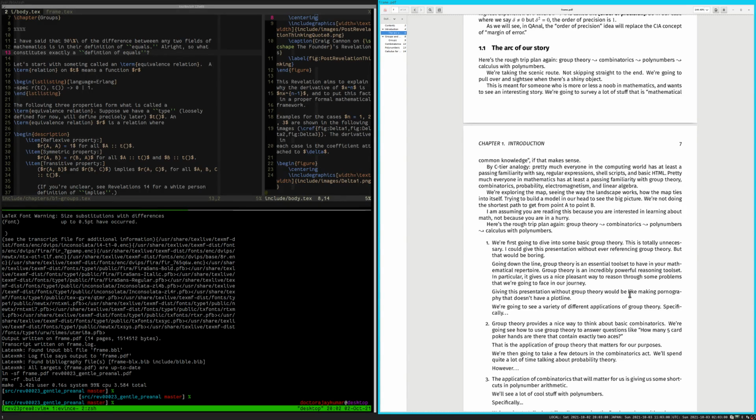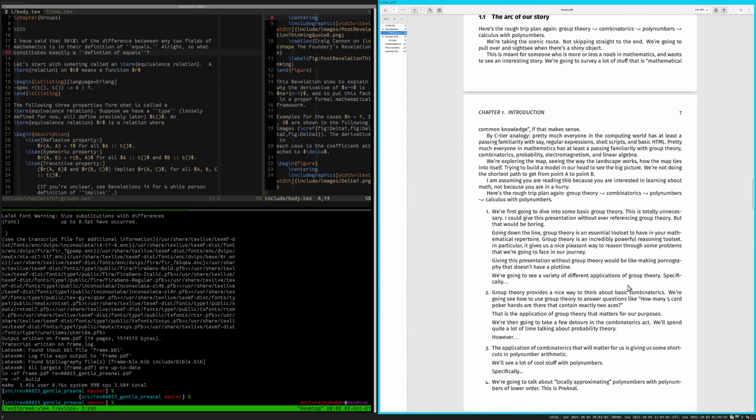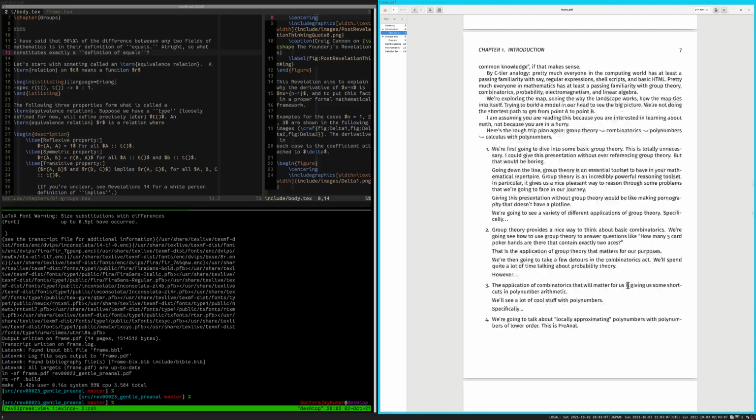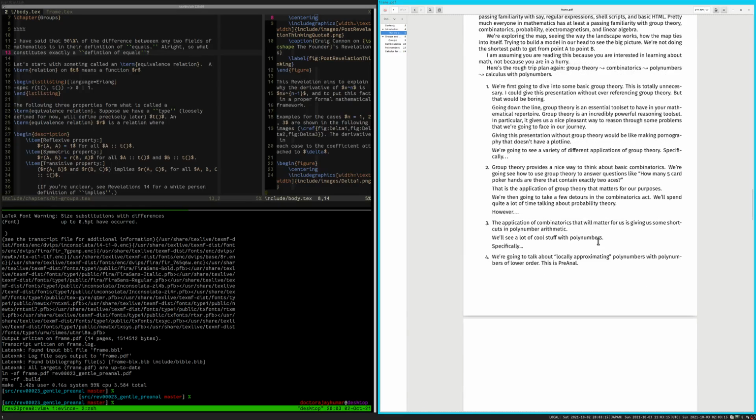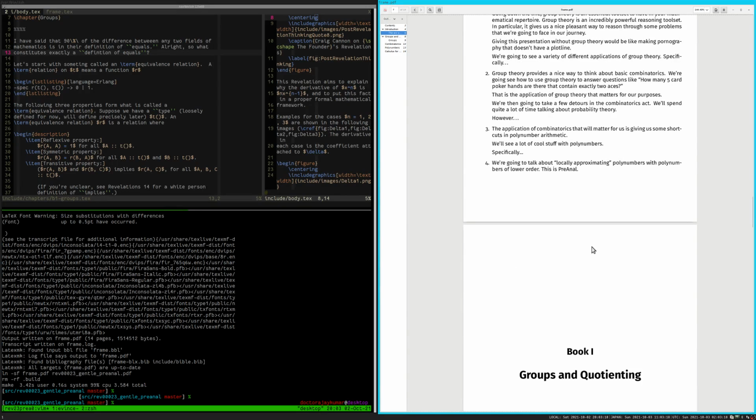We're then going to take a few detours in the Combinatorics Act. We'll spend quite a lot of time talking about probability theory. However, the application of combinatorics that will matter for us is giving some shortcuts in polynumber arithmetic. We'll see a lot of cool stuff with polynumbers. Specifically, we're going to talk about locally approximating polynumbers with polynumbers of lower order. This is preanal.